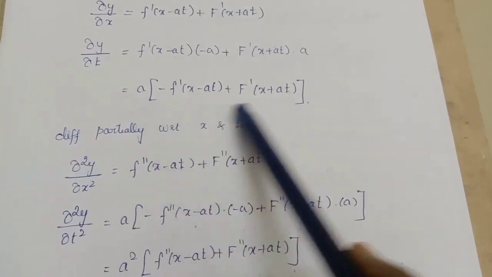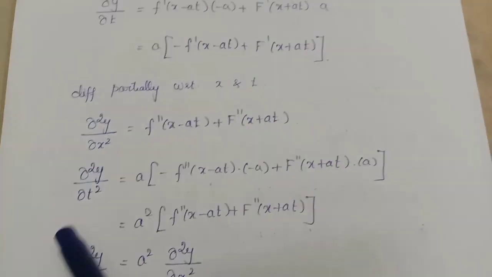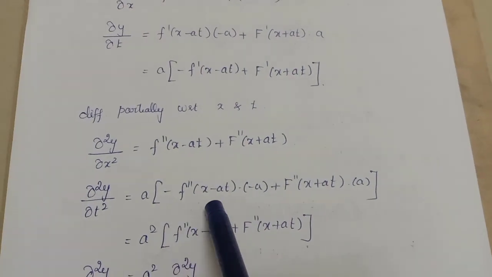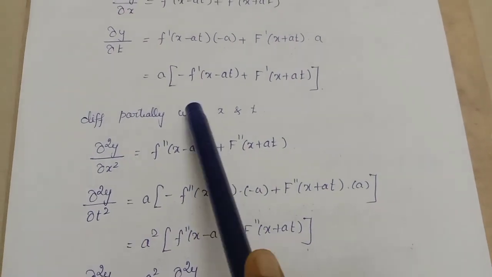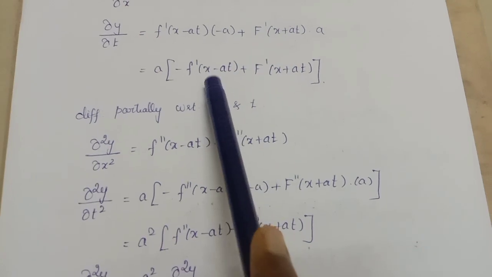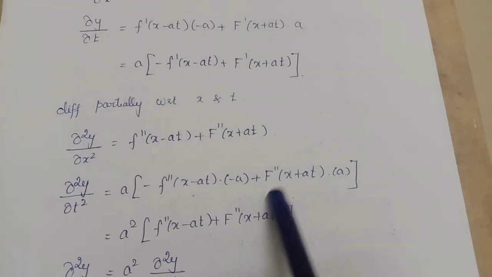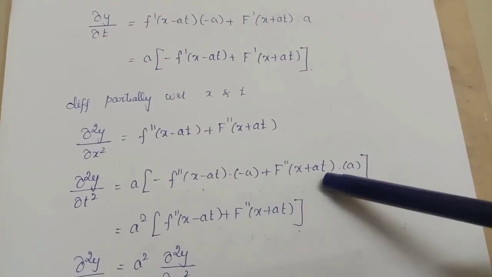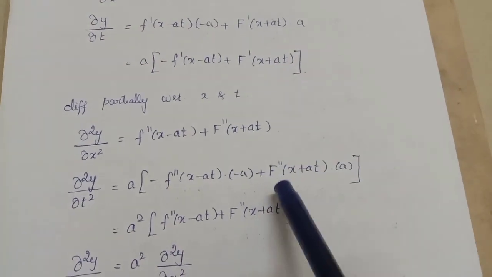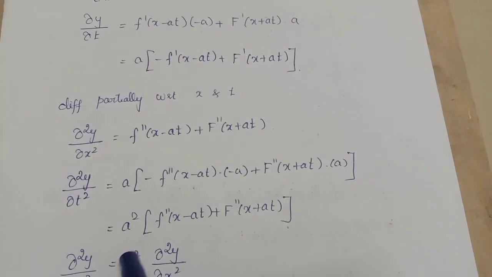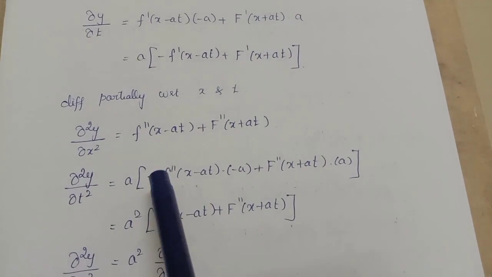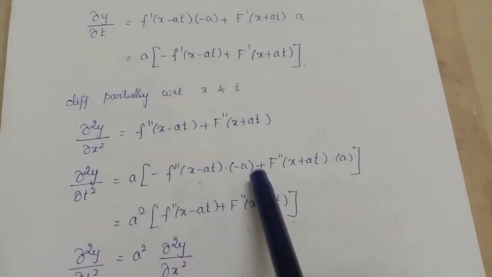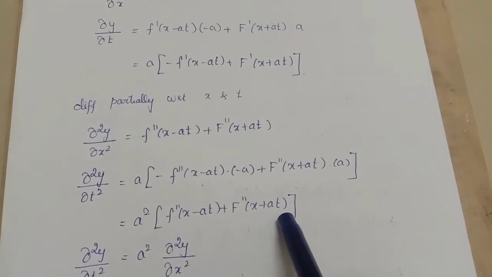Okay, and this expression you differentiate with respect to t again. So a into minus f dash will become minus f double dash of x minus at into differentiation of this one with respect to t will give you minus a. Plus again this expression, this one will become f double dash of x plus at into a. So one more a is common, no? You take that a outside. So it will be a square into f double dash of x minus at plus, minus into minus will become plus here, plus f double dash of x plus at.